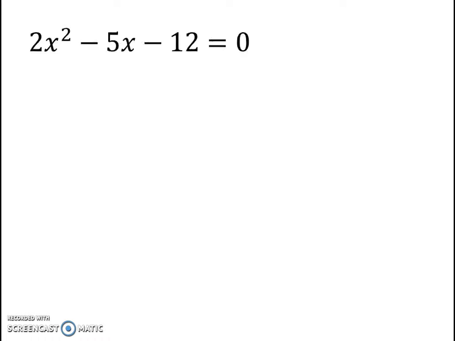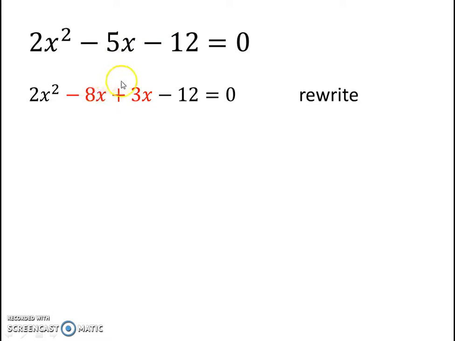Here's where things are a little bit different. We don't jump to the two groups of parentheses like we usually do. What we're going to do here is actually take the negative 5x and rewrite it using those two numbers, negative 8 and positive 3. So I have negative 8x plus 3x. That does equal negative 5x. I'm almost unsimplifying. I'm uncombining like terms. 2x squared stays the same. Negative 12 also stays the same.